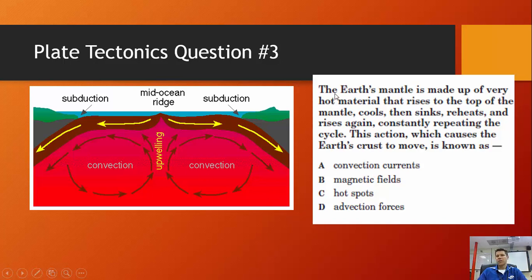So let's look at the question. The Earth's mantle is made up of very hot material that rises to the top of the mantle, cools, then sinks, reheats, and rises again, constantly repeating the cycle. This action, which causes the Earth's crust to move, is known as, and our key word here is A, convection. So convection in the mantle is the whole theory of plate tectonics.